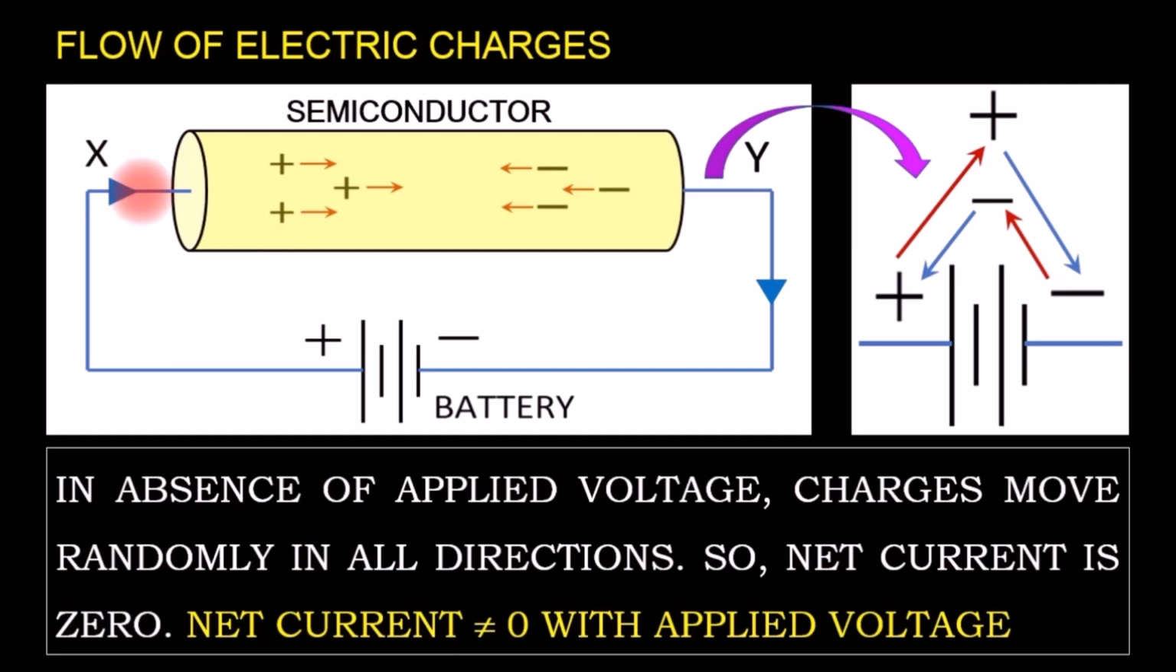In this circuit, I have shown a blue color arrow. The direction of this arrow indicates the conventional current. So what exactly is conventional current? I will explain it later.